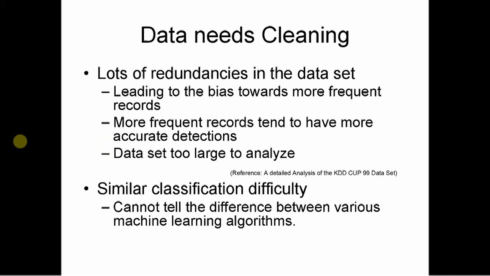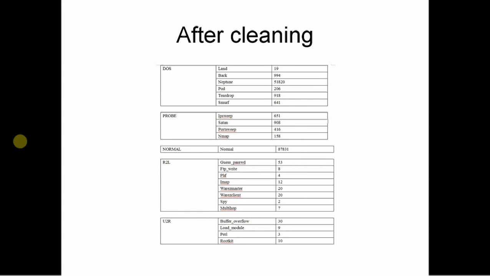With the redundancies, almost every machine learning algorithm gives us a similar result, because the bias toward the frequently appearing records will dominate the results, and we can't compare the performance of different algorithms. Here are the statistics of the dataset after we did the data cleaning. As you can see, the number of records is significantly reduced.